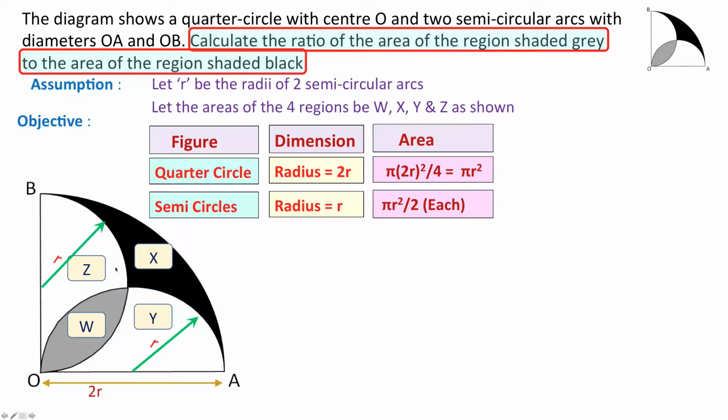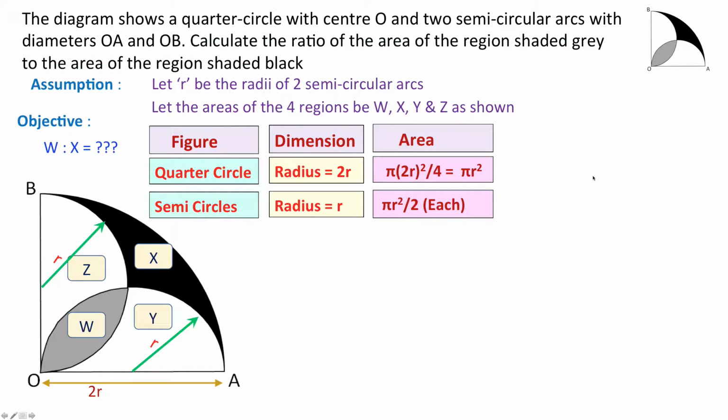So our objective in terms of X, Y, Z, W can be expressed mathematically as to find the ratio of W to X. You need to find the ratio of area of W and area of X. Now again, we relate what we have done here with the similar problem that we had solved. This quarter circle is the sum of the area of all these four regions. So we'll add another column here. We'll say that this quarter circle is basically the area of W, X, Y, and Z together.